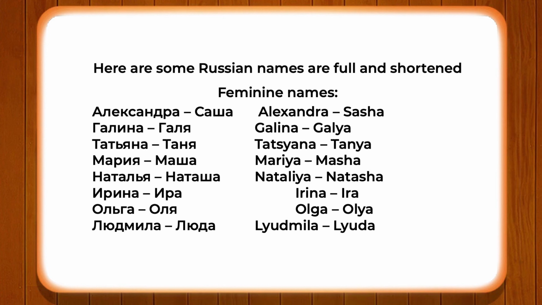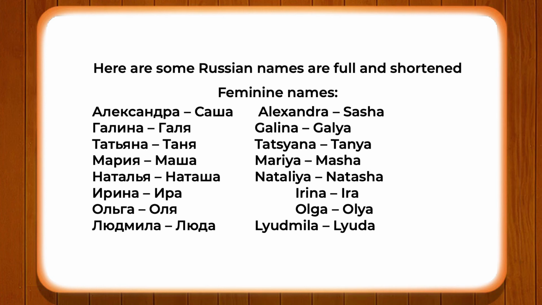Alexandra, full name, which is shortened as Sasha. Galina, which is shortened as Galia. Tatyana is shortened as Tanya. Maria is shortened as Masha. Natasha is the short name of Natalia. Ira, when you call a friend, then she's your friend.